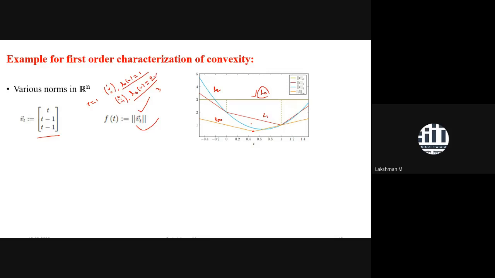So at t equal to 0 it is taking 2, and at t equal to 1 it is taking 1. So there is a discontinuity here for the L0 norm. Due to that, the L0 norm is not a convex norm, and apart from that, the other norms are convex. Even if you define the p norm with p greater than or equal to 1, it would be a convex norm.